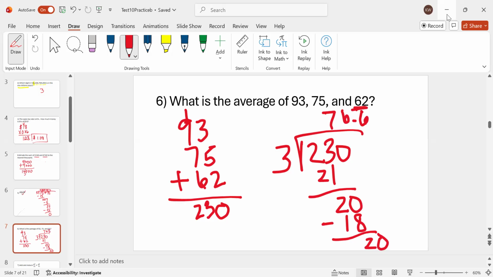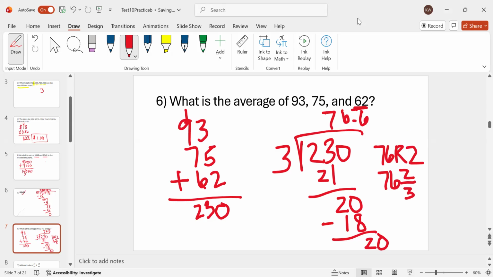Or you could say just remainder of 2. You could say 76 with a remainder of 2, or 76.6 with a line over it. Or if you know that 0.66666 is 2/3, you could also say 76 and 2/3. So there's a couple of different ways you could put that answer, and all of them would be correct.